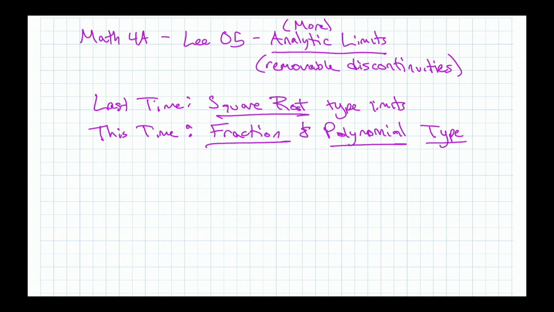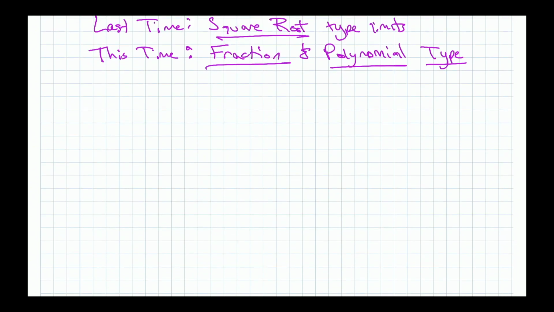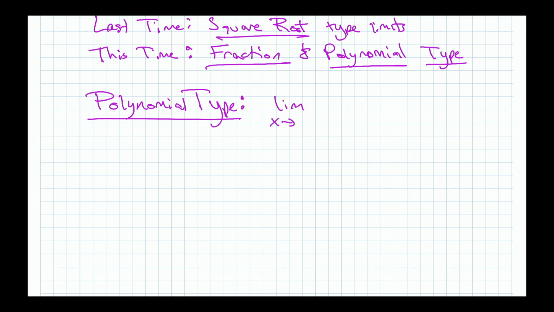So the polynomial type is the easiest. So it's even easier than the square roots, which were pretty hard. So polynomial type. And we talked about what it was last time. So it's going to be a limit where you're going to have a divide by zero somewhere, and it's going to be 0 over 0 basically.